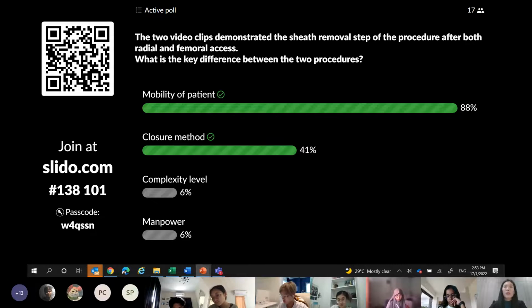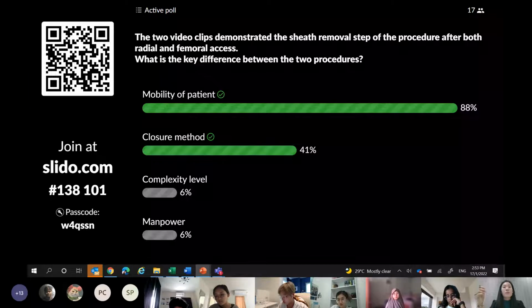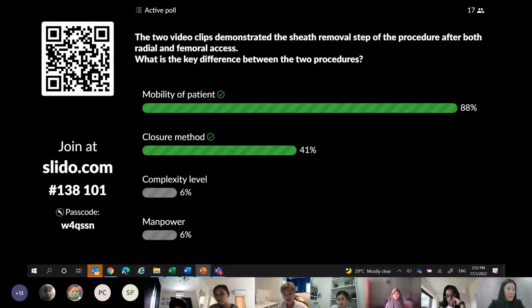Closure method is also very different because there are different parts of your body. For your radial, basically a band or bandage will work. But for your femoral artery, it will not. What happens for femoral access is that medical staff, including technicians and nurses, depending on rotation and who is available in the hospital, will be there doing manual compression. They will compress with your hands and your arm and your body weight, basically press down on the access site for a couple of hours until it stops bleeding. So this is the greatest difference between femoral and radial access.